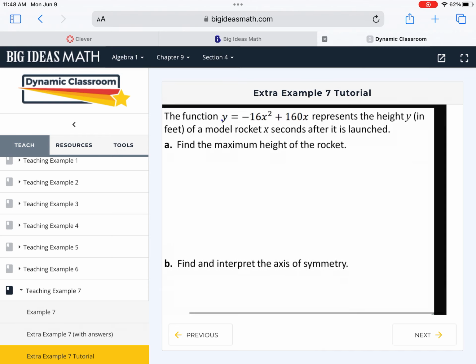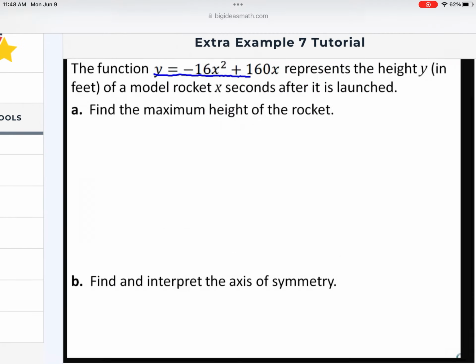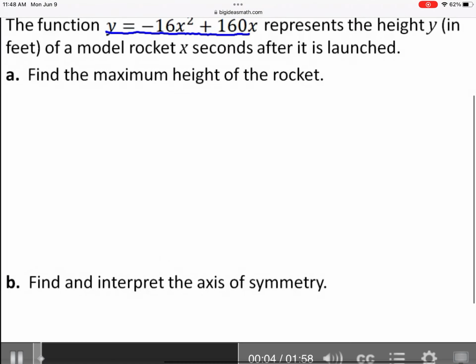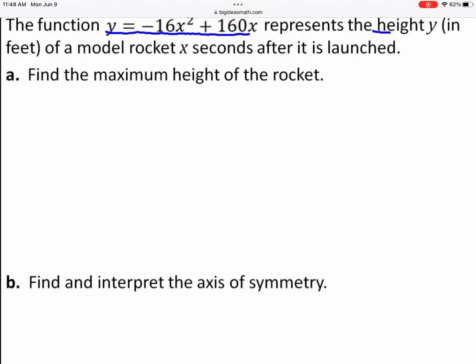The function y equals negative 16x squared plus 160x represents the height y in feet of a model rocket x seconds after it is launched. Part A. Find the maximum height of the rocket. To find the maximum height, identify the maximum value of the function.